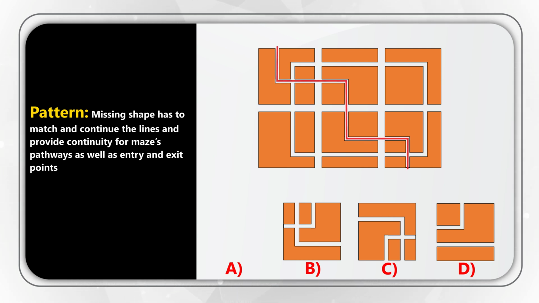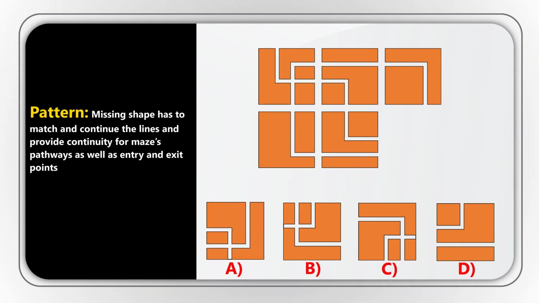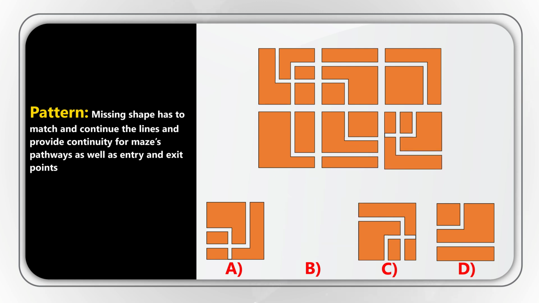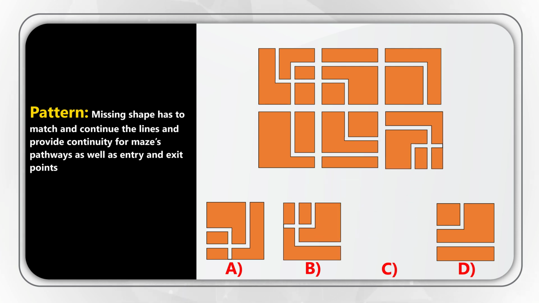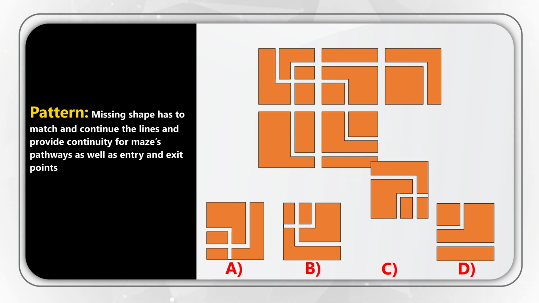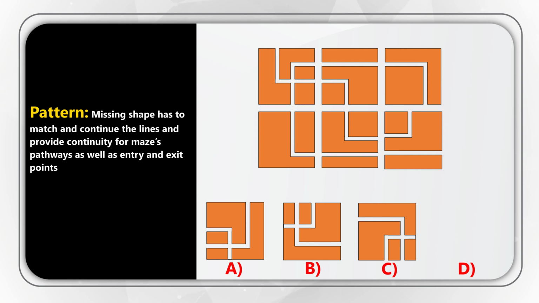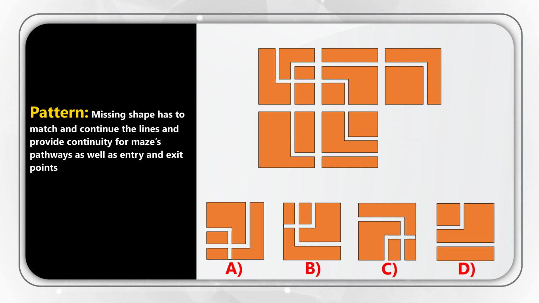To verify that we found the correct solution, let's look at the choices B, C, and D to make sure that they're incorrect. Let's start with choice B. If we place it, it doesn't meet all the conditions. Same with choice C and choice D. They either do not continue the lines or do not provide entry and exit points into the maze.